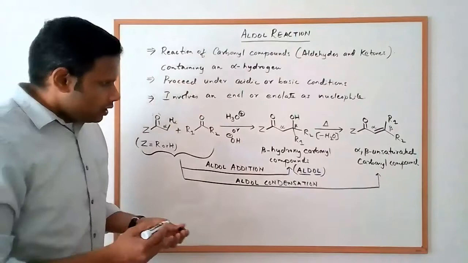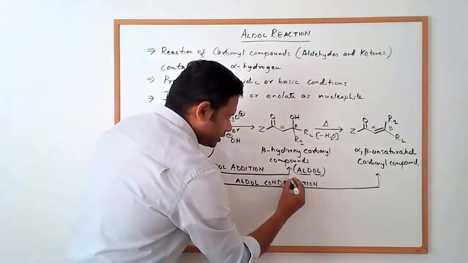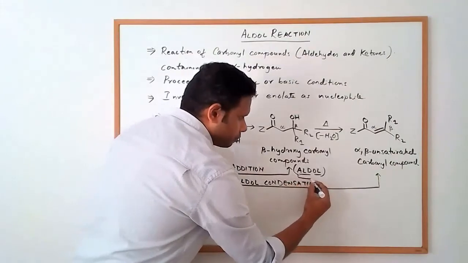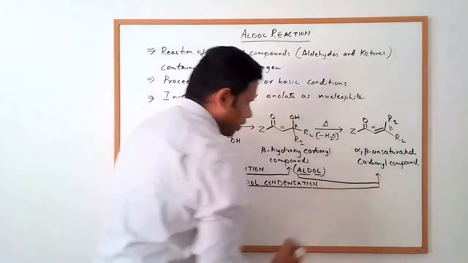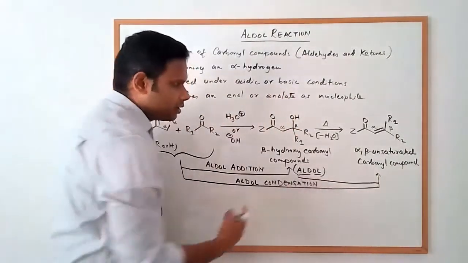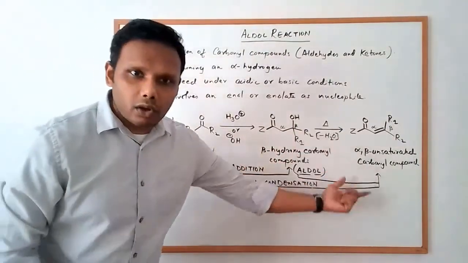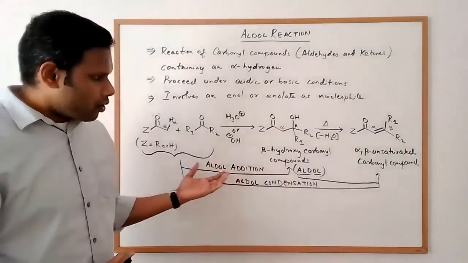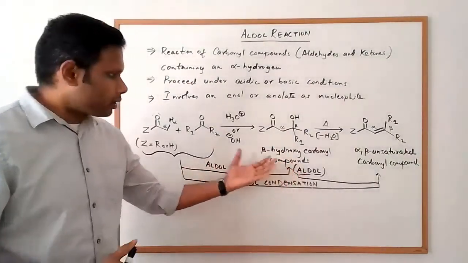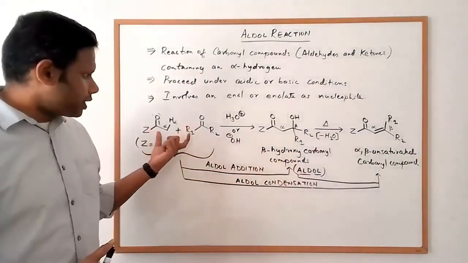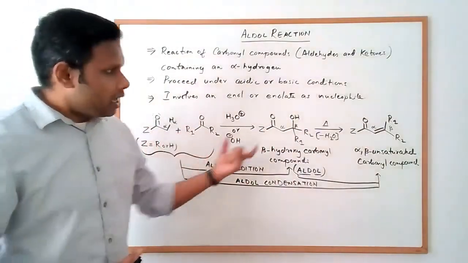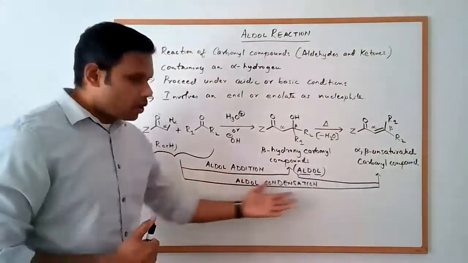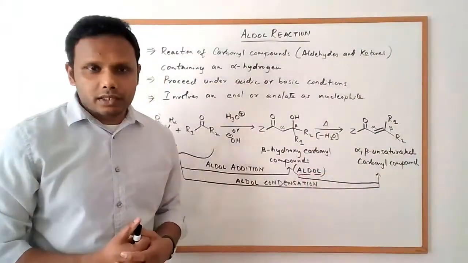Okay. Now, if you go from this second step to the alpha beta unsaturated compound, you can still call it a condensation because your aldol is undergoing a condensation step. So it depends upon what you're looking at. If you're looking at a reaction where your starting materials end up as the alpha beta unsaturated compound, you can call it overall an aldol condensation.